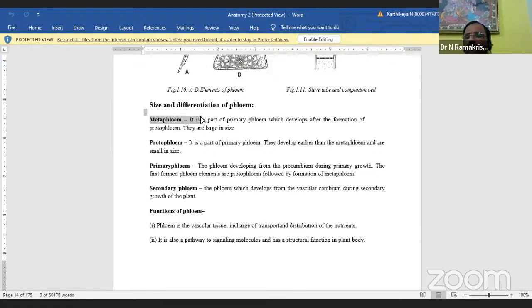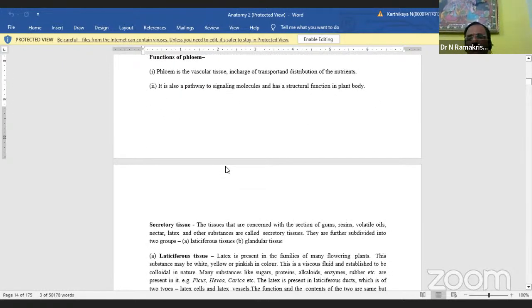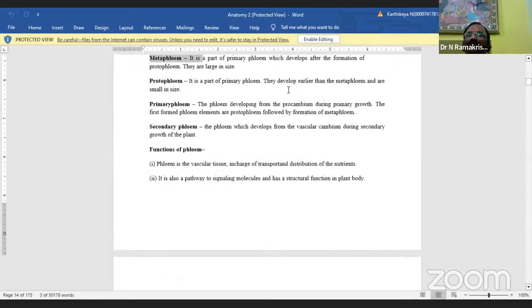So is it clear now? Phloem and xylem are complex tissues. Yes, complex tissues. So permanent tissues: now we have completed two, simple tissues and complex tissues. Next, now we are going to one more, that is an important one. So what is the third one? That is it.